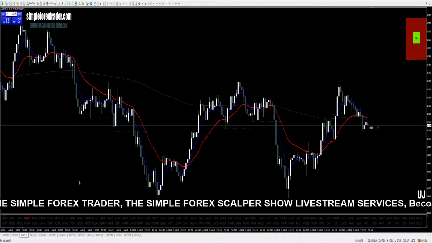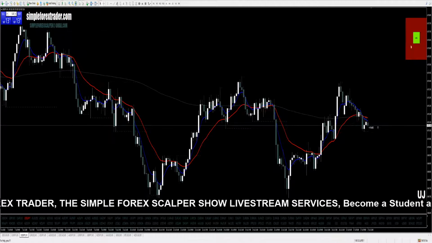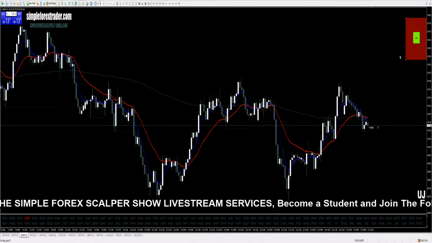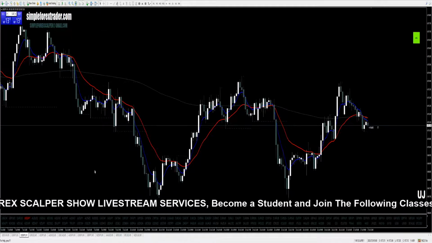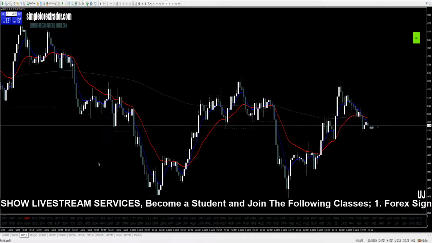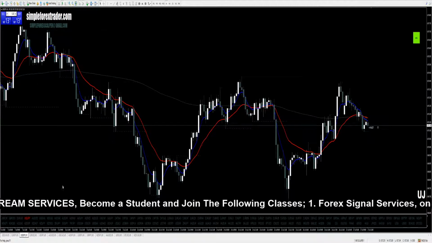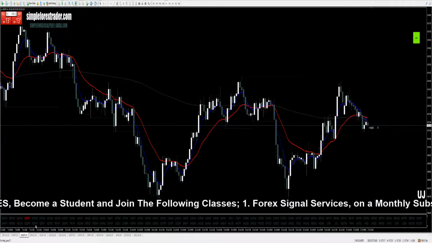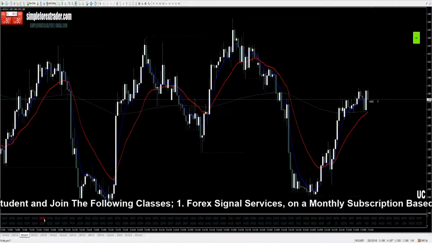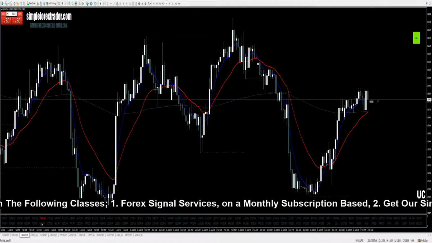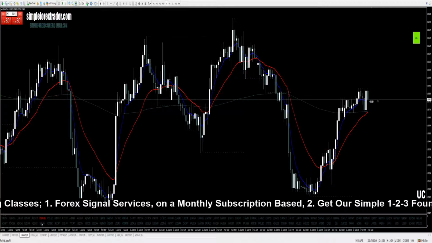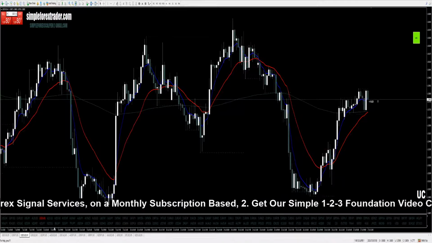Anyone have any choice of pair that you want me to pick? Any favorite pairs you want me to pick? Let me pick. I'll pick one. Let's pick USD CAD. Oh, look at this. USD CAD on a 1 hour chart.